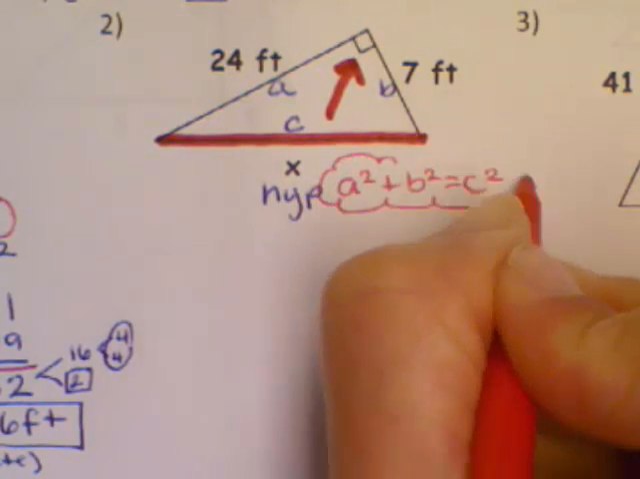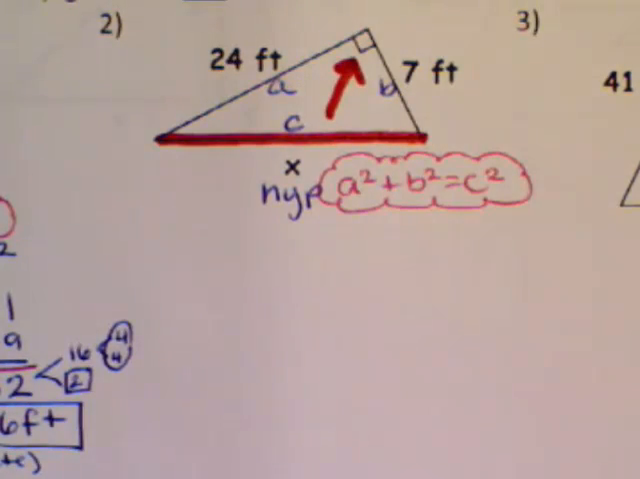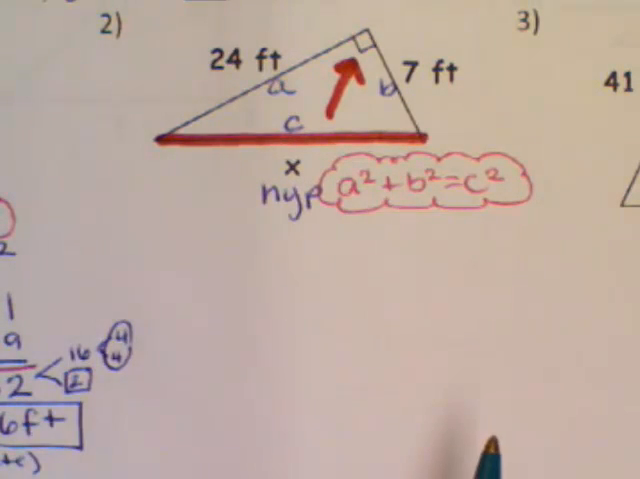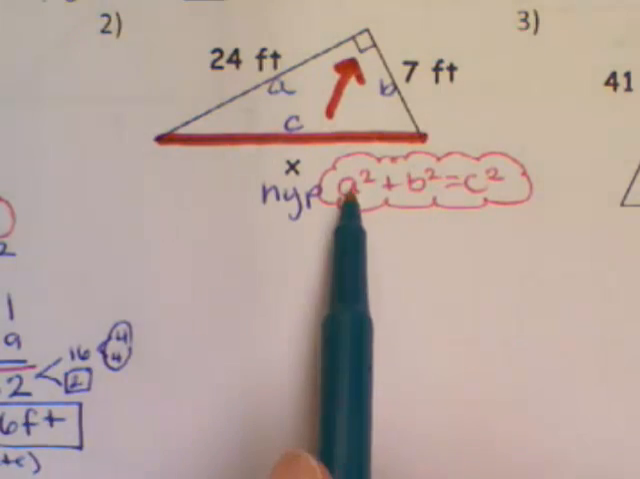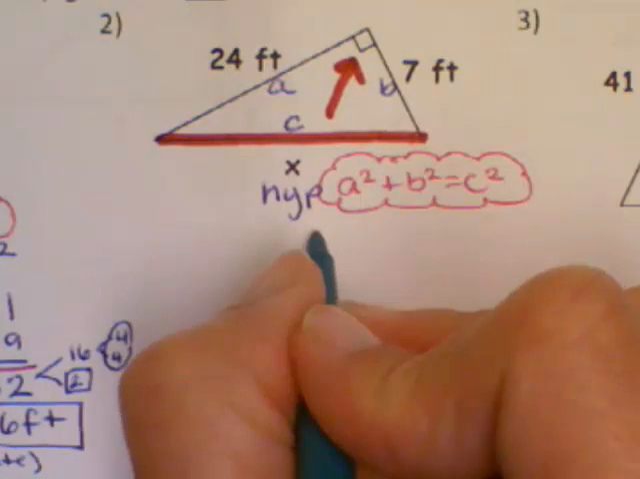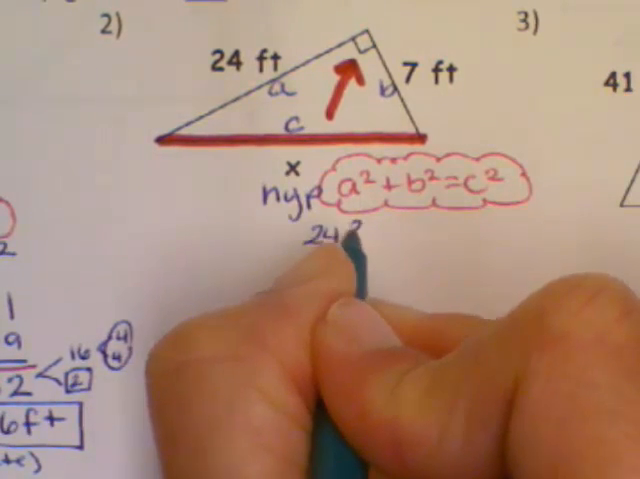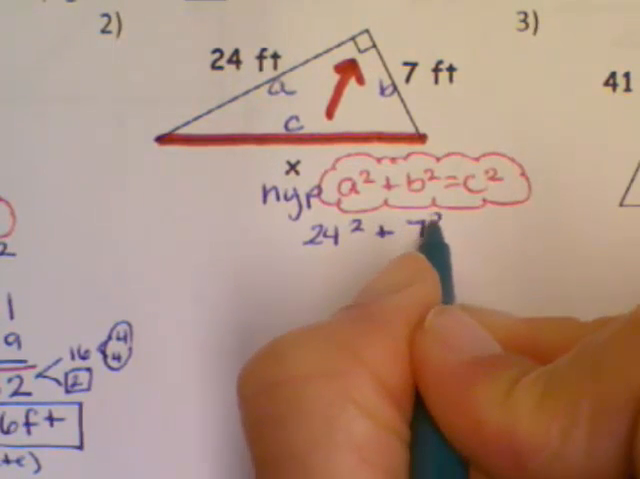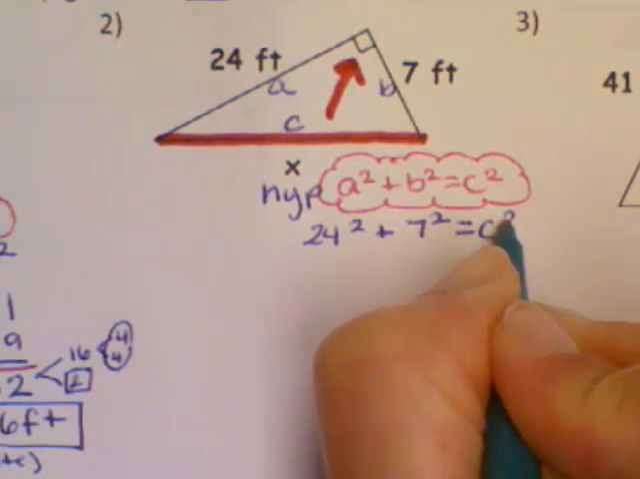It does two things for you. One, it helps you memorize it. And two, it gives you that visual of exactly what you're plugging into. Okay, so I have my A, which is 24, squared, plus B, which is 7, squared, equals C squared.